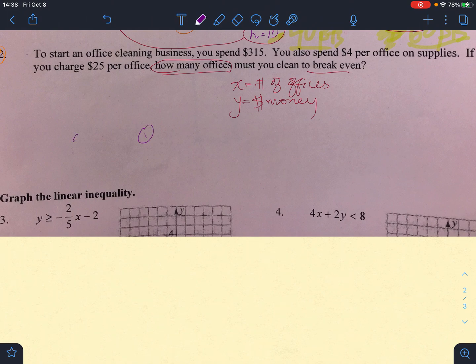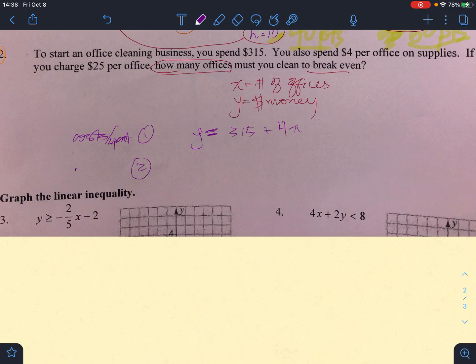So equation 1 is going to be costs, what we spend. The money we spend, Y, is equal to $315 because we had to start our business, plus 4 for every office, in the cleaning supplies, in the soap and paper towels. We clean one office, it's going to cost us $4 in supplies. 2 offices is going to be $8 in supplies. 3 offices is going to be $12 in supplies. So that's how this equation is working. Plus we need to add it to $315 because that was our startup cost.